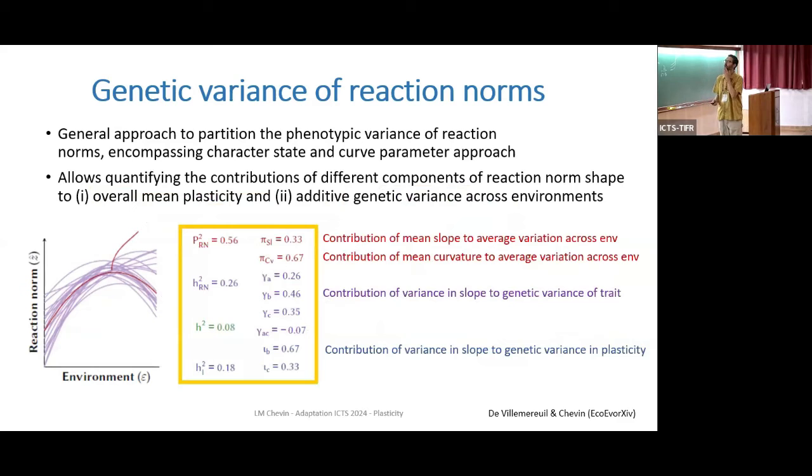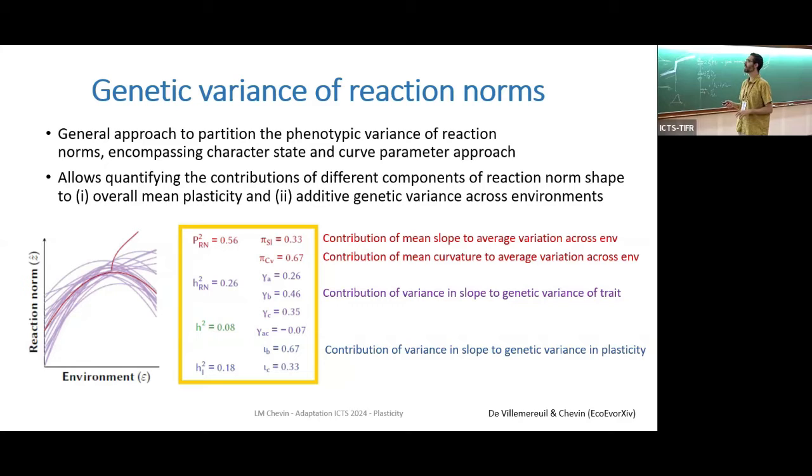And then what we're doing is to quantify the contribution of different components of reaction norm shape to the overall mean plasticity and to genetic variance of plasticity. For instance, for this reaction norm, we can say basically, well, the proportion of the phenotypic variance across environments that's caused by slope is 33%. The proportion that you can attribute to curvature is this.